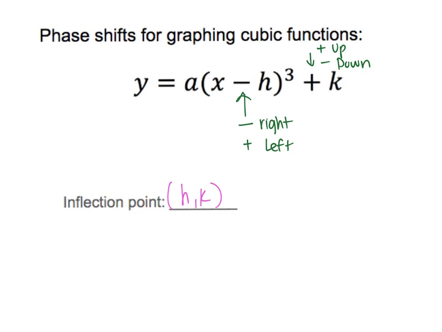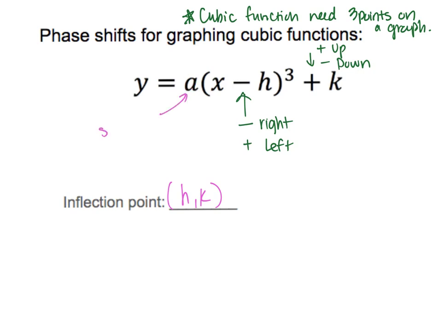So let me make a little note here. Cubic functions need 3 points on a graph. And so let's pretend that we've already plotted the inflection point. We need more points. And so that's when we go to the slope, technically the "slope." I'll put that in quotation marks because it's not really the slope, but you can use it as you would use a slope.